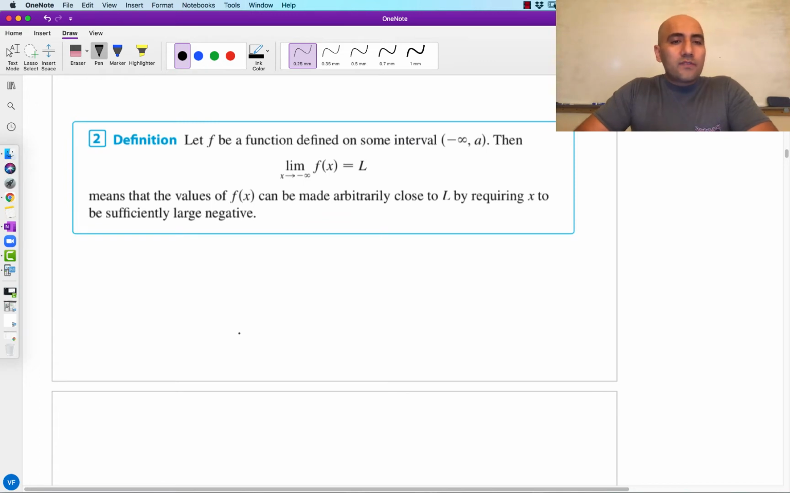Okay, so similar to definition 1, if f is a function defined on some interval from negative infinity to some constant a, then the limit as x approaches negative infinity of f of x equals capital L means that the value of f of x can be made arbitrarily close to capital L by requiring x to be sufficiently large negative values. So this is the exact same definition as in definition 1. The only thing that has changed is that we're defining what it means for x to go toward large in the negative direction. So the limit as x approaches negative infinity of f of x is equal to capital L. In the other case, in definition 1, we had a positive infinity. So very similar ideas.